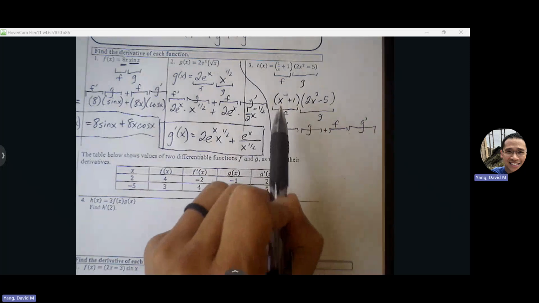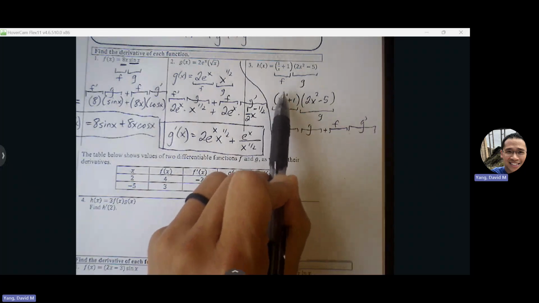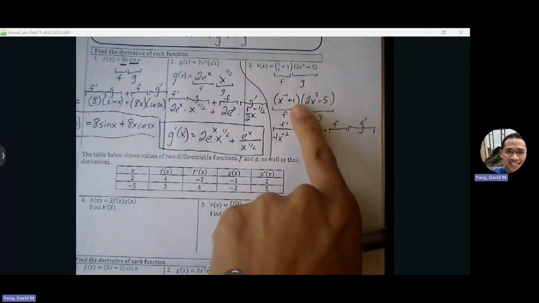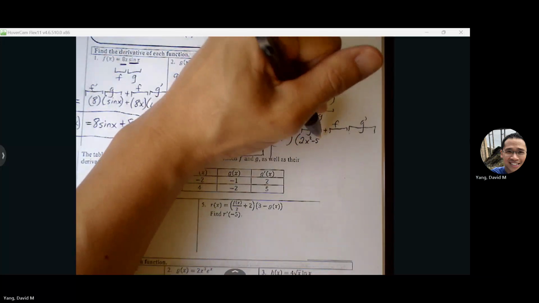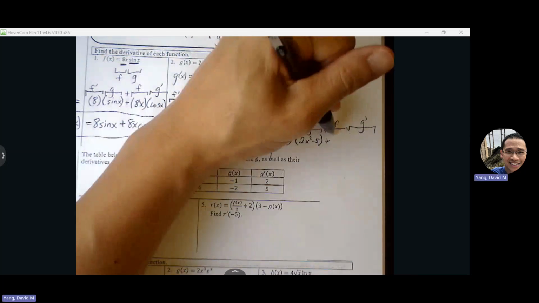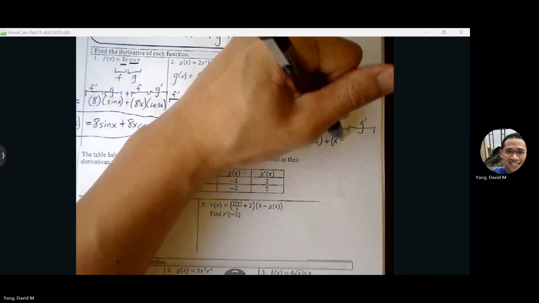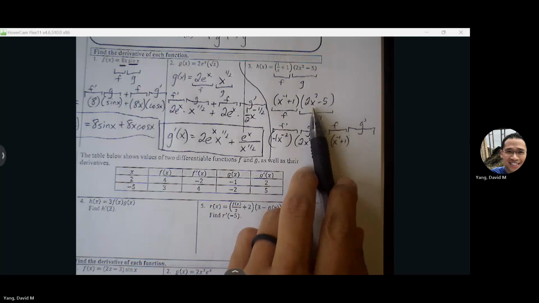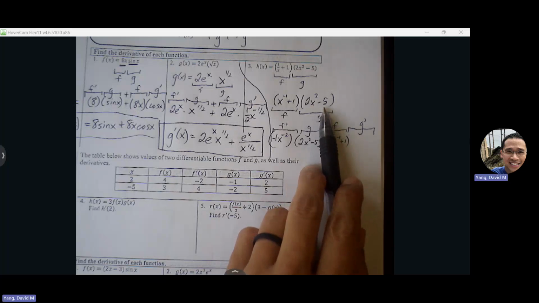Okay, so f prime, x to the -1, we do the derivative for that. So that becomes -1x to the -2. What happens to the 1? 0. Okay, so that drops out. Okay, g function, no changes. F, no changes. And then g prime, 2x squared minus 5 becomes 4x.